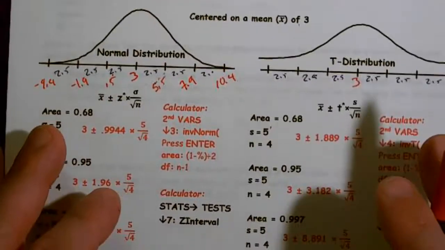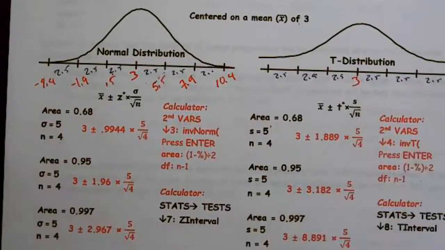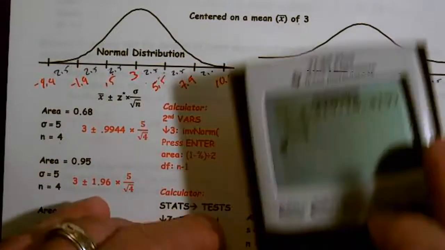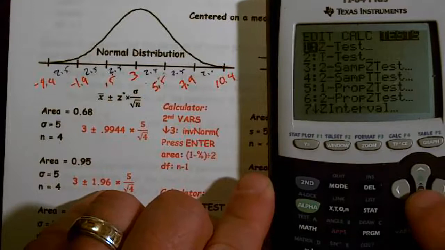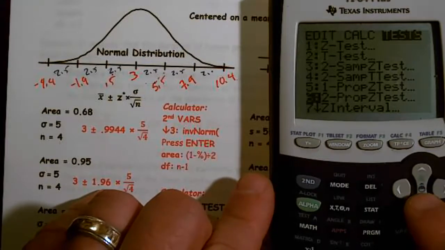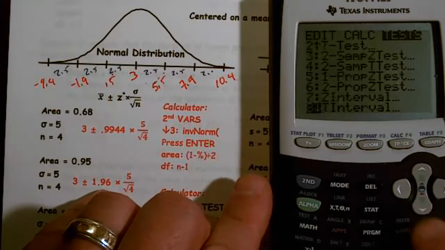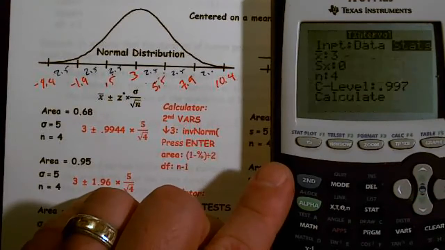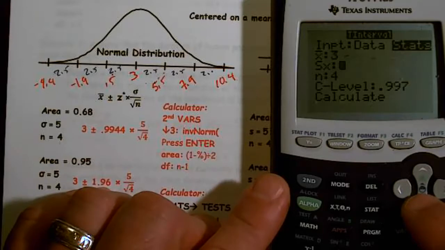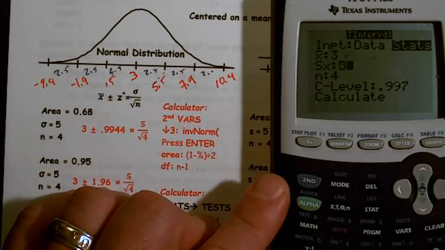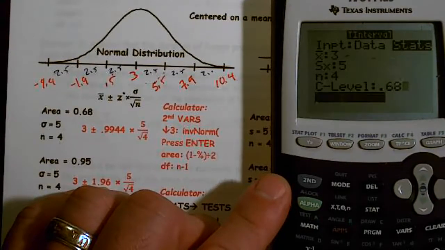But let's compare that to see how spread out it is when we do the t-test, all right? So we're going to go back and do the same thing, stat test, except we're going to scroll all the way down to number 8. We're going to do a t-interval. We're going to keep our X bar at 3. Our standard deviation is 5. N is 4. And we're going to go with the 68%.